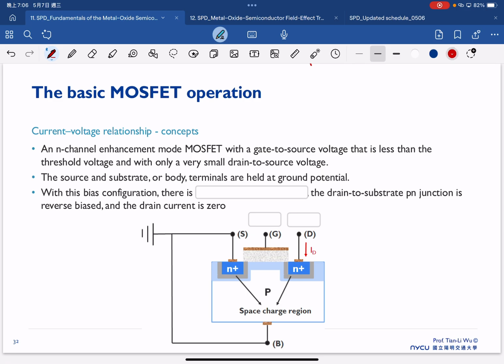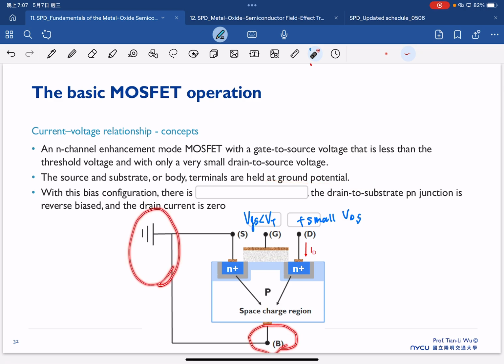So in the first consideration, what we consider is our VGS smaller than our threshold voltage, and also we only apply a small VDS here. And then as usual, the source and the substrate are grounded. So we will ground the source and the substrate here. And with this bias condition, for sure, there's no electron current, there's no electron inversion layer.